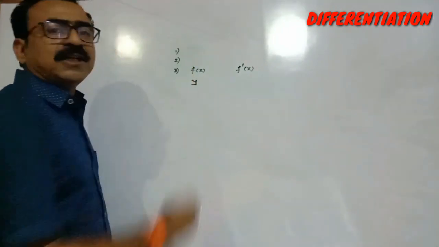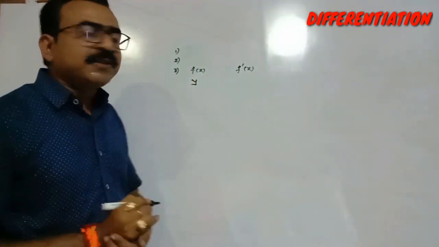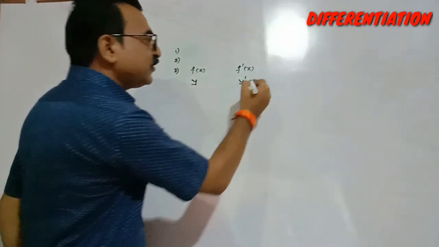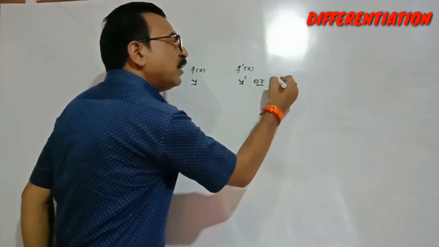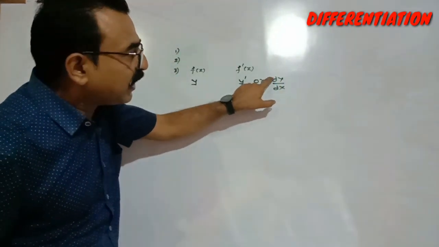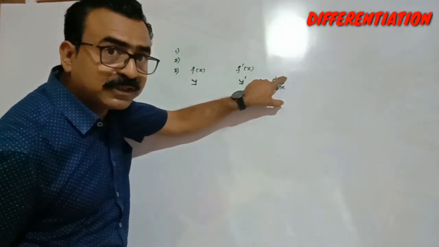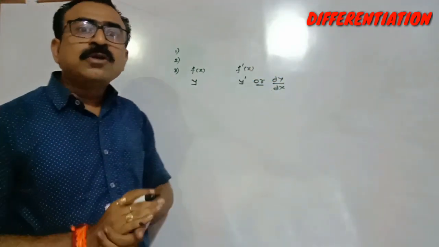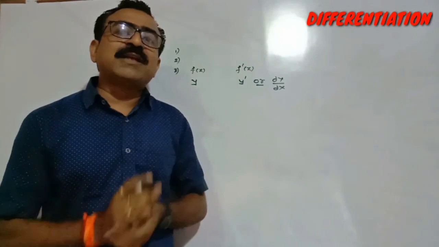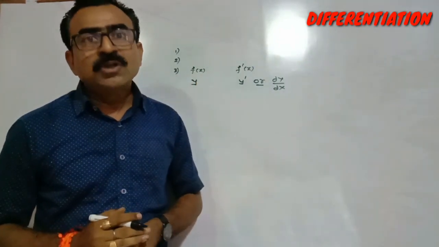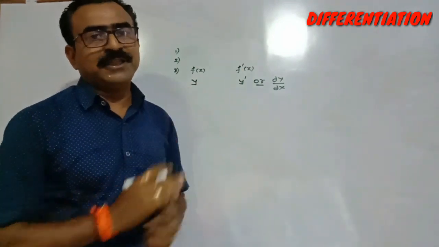If a function is denoted by y, then its derivative is denoted by either y dash or dy by dx. And it is read as derivative of y, meaning the function, with respect to x. Understood? So friend, in the previous class you learned some basic formulae of differentiation. So let me repeat them here once again.